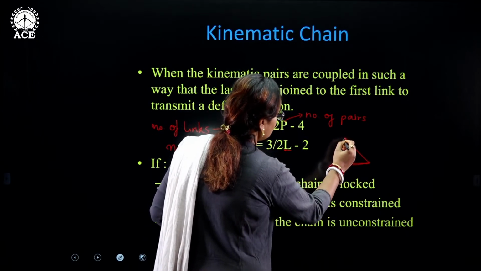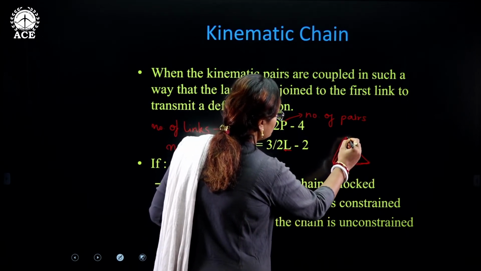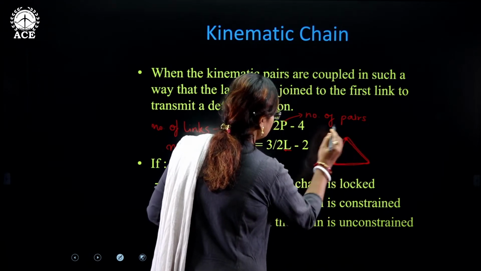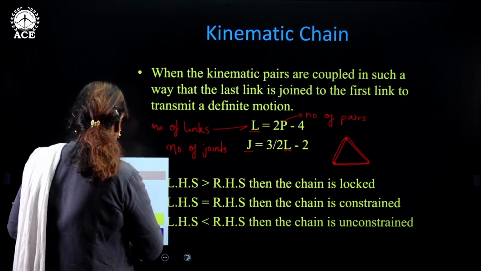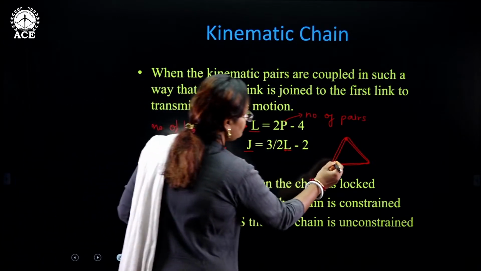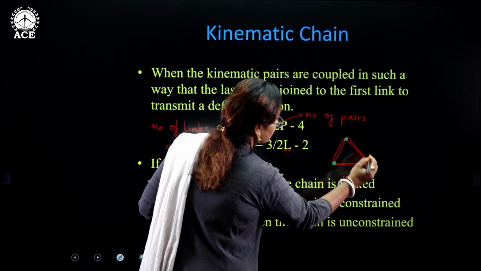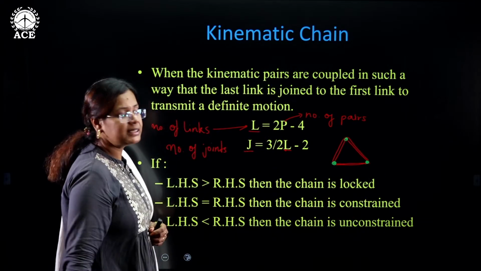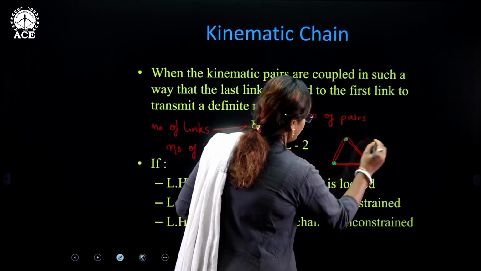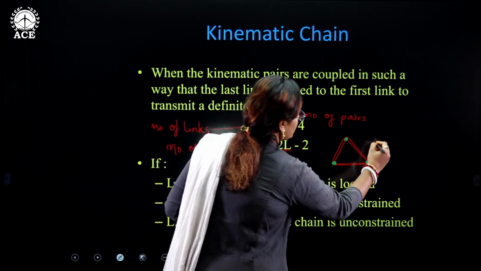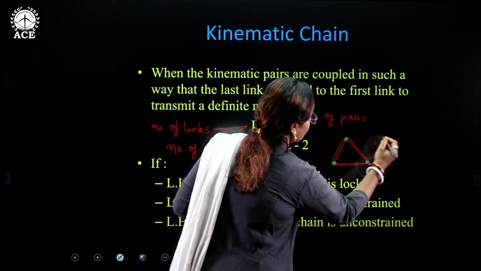This is one link. This is another link. This is another link. This is one joint, this is one joint, and this is one joint. So how many links are there? I can say L is equal to 3.